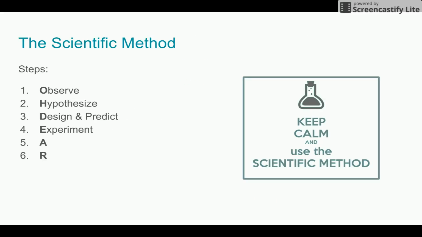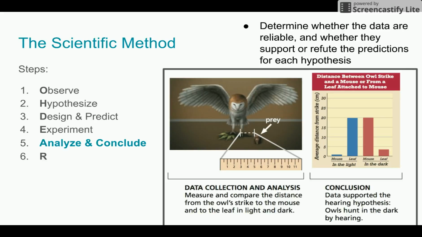Okay, so step number 5 in the scientific method is to analyze. So we kind of want to look at our data, analyze them, figure out whether they're reliable, whether they support or refute the predictions and the hypothesis.